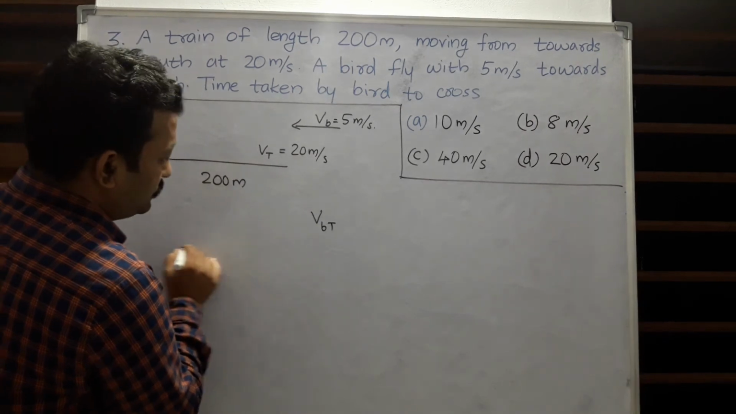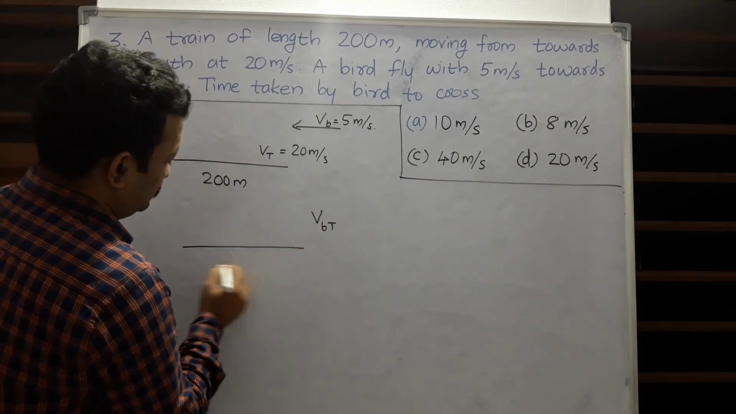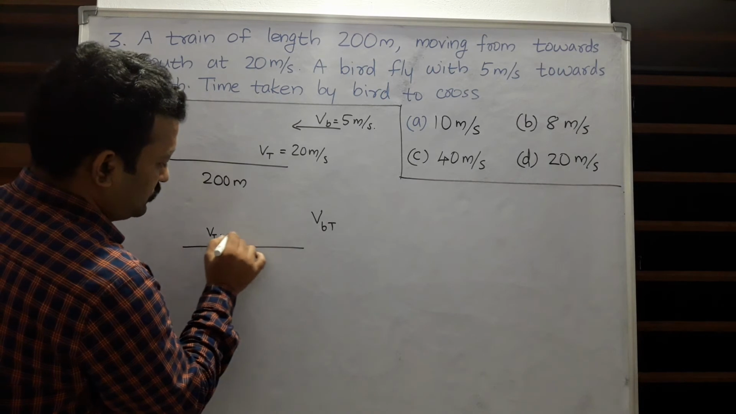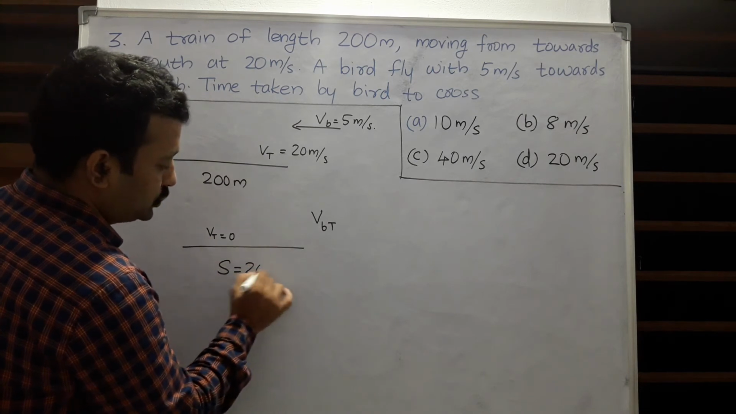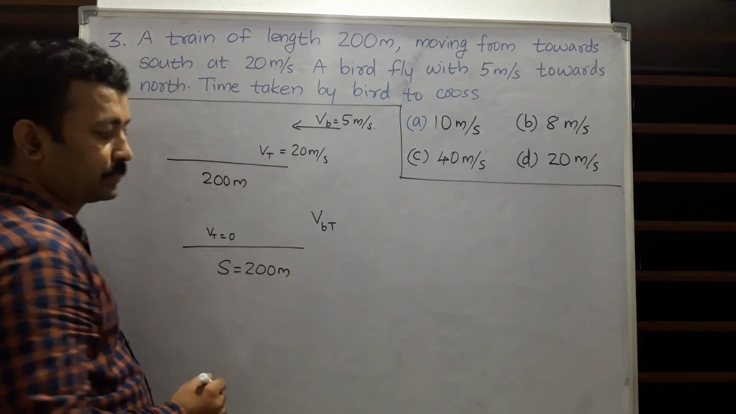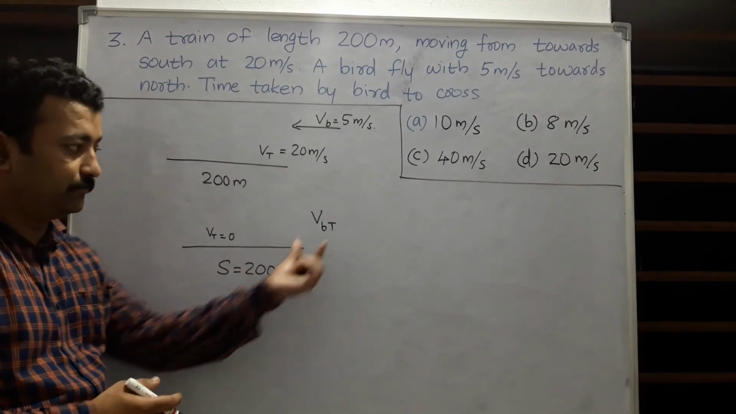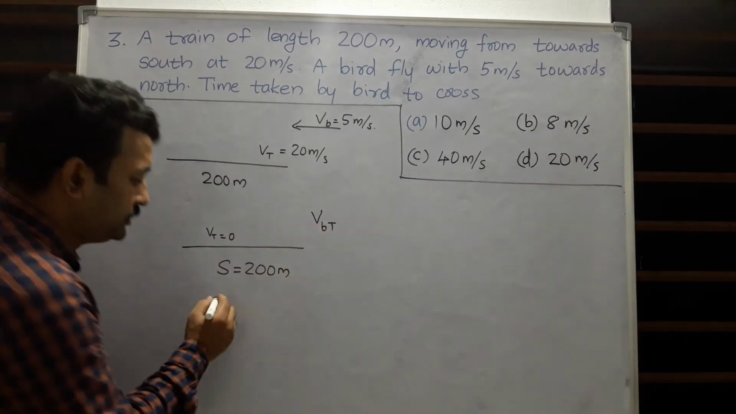Then what can we assume? The train is at rest. So Vt is equal to 0. Distance to be covered is 200 meter. We haven't got the distance, we got the relative velocity. The problem is, what's the time taken?